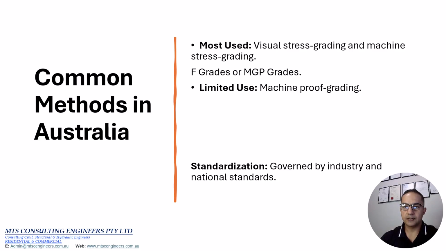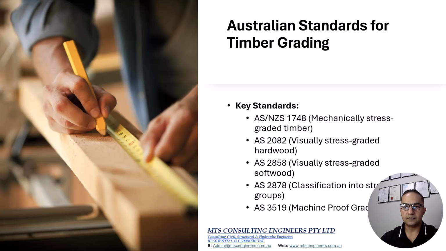However, in Australian construction, timber is graded using either visual F grades or machine stress grading MGP grades. Machine-proof grading has very limited use. To ensure reliability, rules for acceptable sorting methods have been established. In many countries, including Australia, these are often industry or national standards. These standards grade timber and are often referenced in materials specifications.